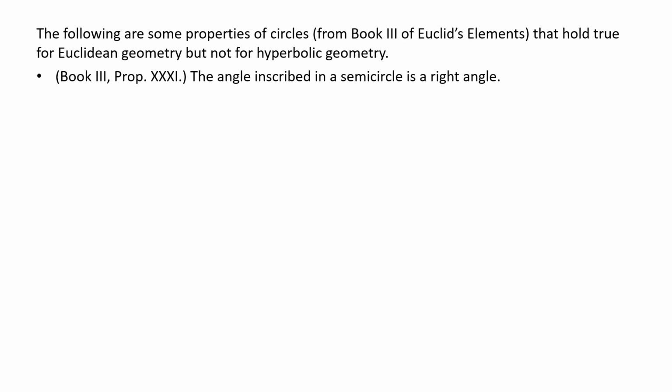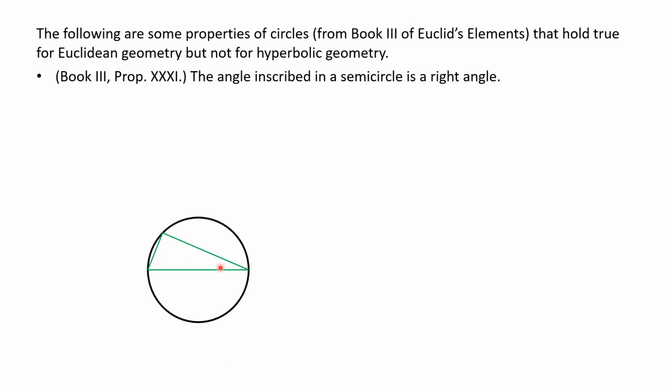Now, not everything carries over. There are some properties of circles that hold in Euclidean geometry that are different or don't hold at all in hyperbolic geometry, and I have a few examples of those here. The angle inscribed in a semicircle is a right angle, so that's true in Euclidean geometry. I have a drawing of one example here.